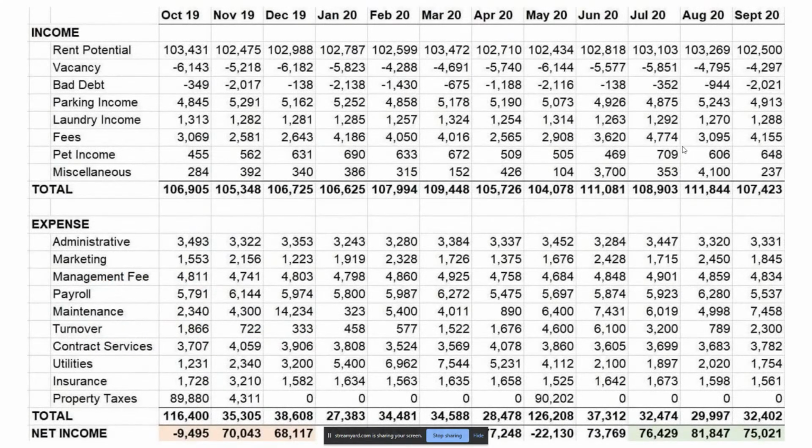Okay, here's an example of a T12, right? You can see this is just a random property I picked out somewhere. You've got all the income, the different incomes that are up there. Don't worry so much about what all those are right now. We'll get to some of that later.